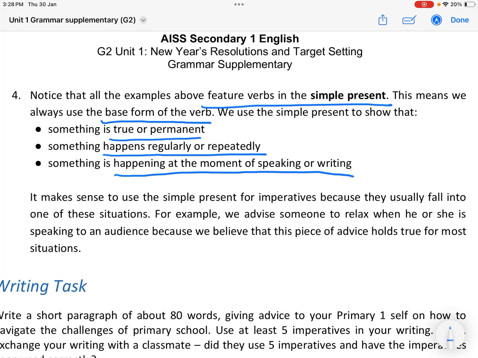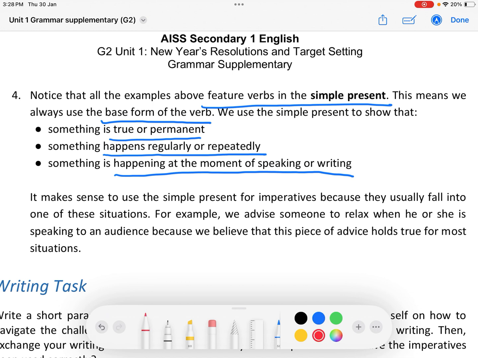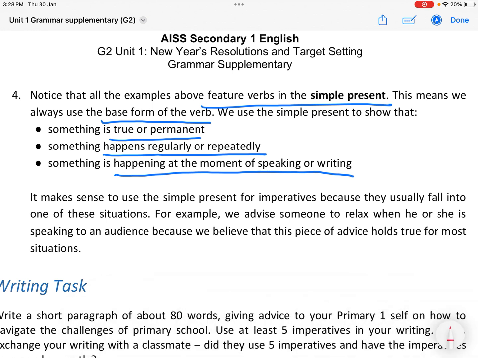So we are going to analyze the reasons why we are using verbs in their base form. Okay, right? Verbs in their base form. So once again, we are taking a look at why verbs in the imperative sentences are in their base form.